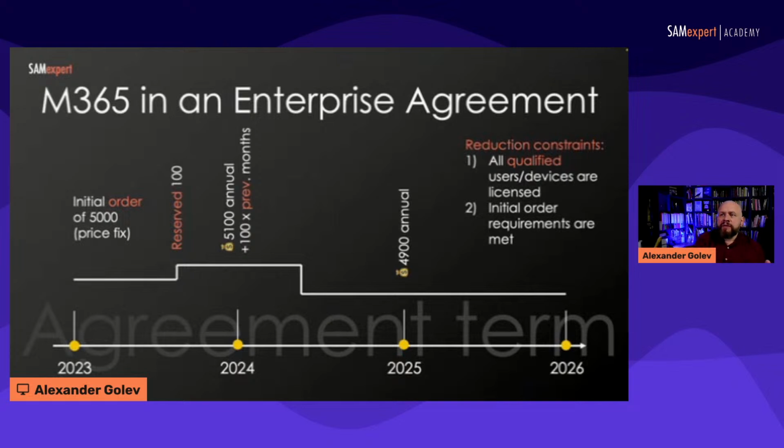What you only need to remember is that when you reduce the licenses, they won't let you make that mistake anyway. When you reduce the licenses, you may not go below the initial order requirements, which differ based on the type of the agreement. So please watch our enterprise agreement training.